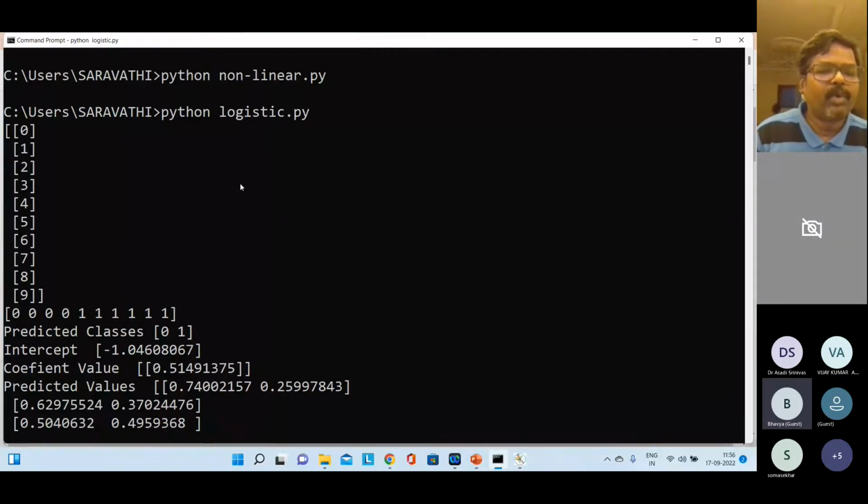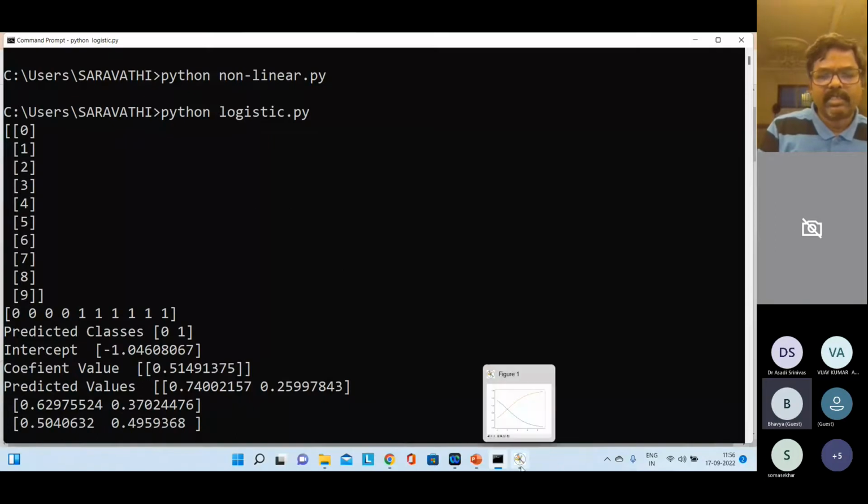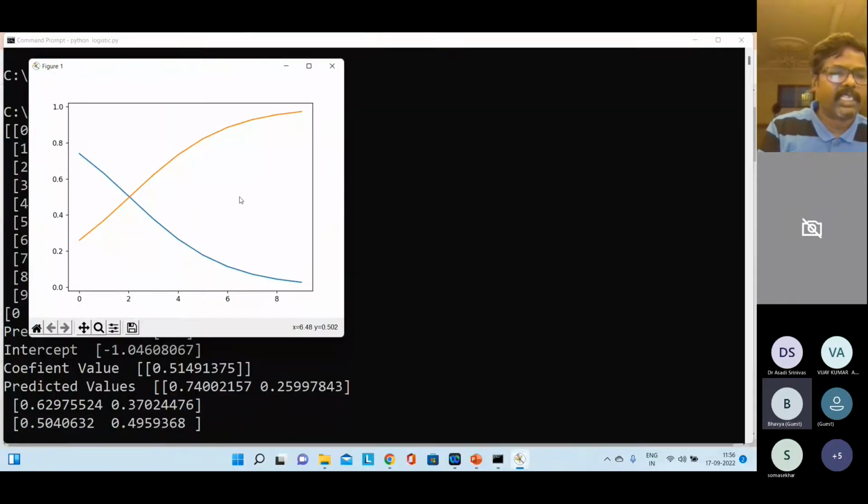Suppose I am performing COVID-19 virus prediction from image data. Suppose I have taken a COVID patient's X-ray image and I give it as input to the system. If it is present in the database, it gives 1. If it is not present in the database, it gives 0. That is called a logistic regression application. We have calculated predicted classes 0 or 1, intercept value, coefficient value, and predicted values. This is about logistic regression. This is the graph we have generated, x-axis and y-axis.